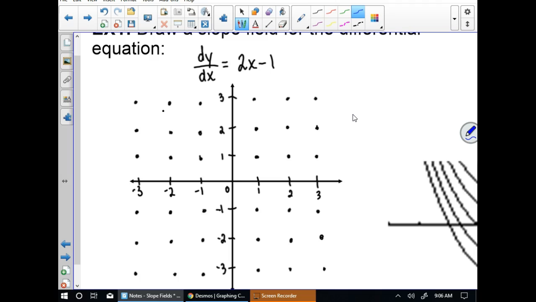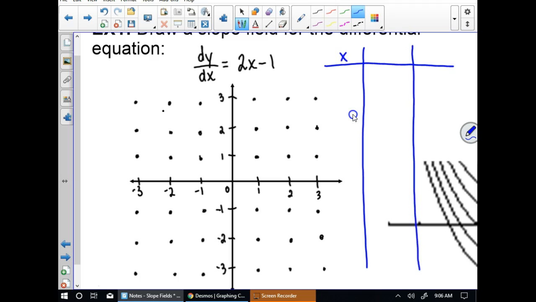Let's just start at the point 0, 0. I'm going to make myself a chart: x, y, and dy dx. If x is 0 and y is 0, then when we plug that into this equation, 2 times 0 minus 1, we get negative 1. Does it matter what the y is in this particular slope field? It doesn't matter at all, because there's no y to plug in for. So all the y's here really don't matter.